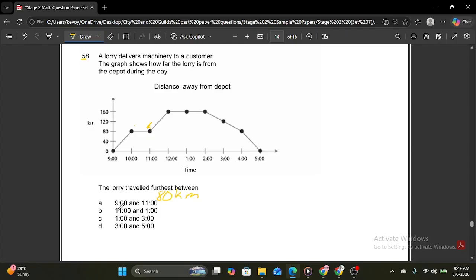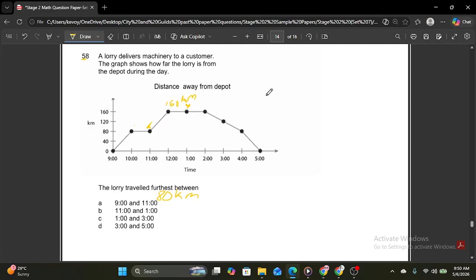So from 11 to 1 o'clock is going to be right here. Let's see what's happening. At 11 o'clock he is 80 kilometers away from the depot. At 12 o'clock he is 160 kilometers away. And at 1 o'clock he is at the same exact distance, so that's the same 160 kilometers.